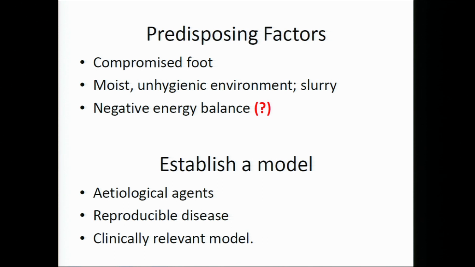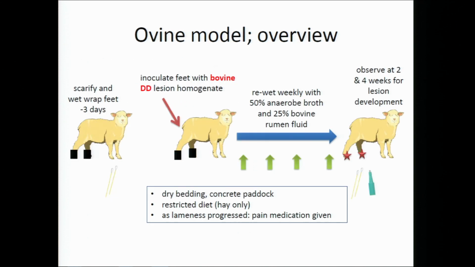But again, as a microbiologist, my goal here is to try and develop a model using the specific etiological agents that we believe are associated with infection to try and reproduce the disease in a robust manner and ideally in a clinically relevant model. And that's why we turn to sheep. It's a lot easier to handle a mature sheep than it is a mature cow.